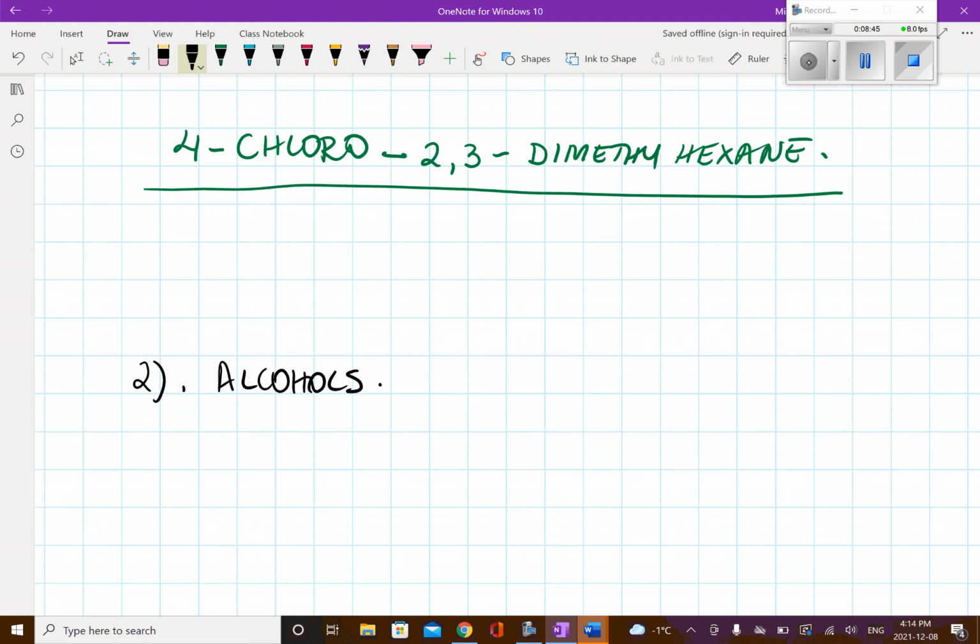Alcohols are compounds that have OH, which is not the OH ion that you have in your periodic table, but it is the hydroxyl group. So do not mess this up with the hydroxide ion. It is a functional group.